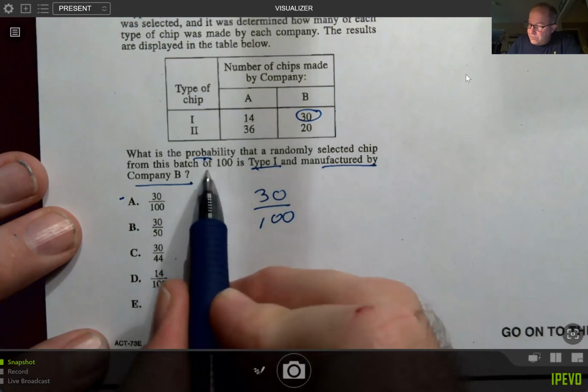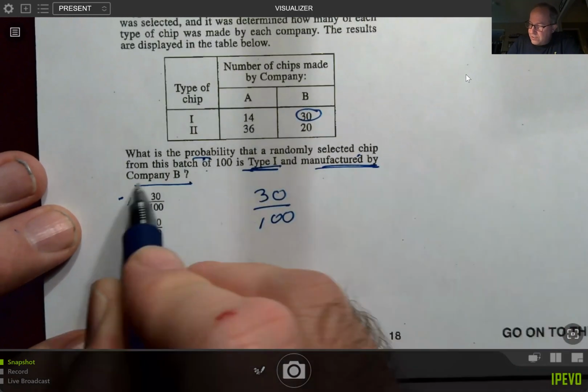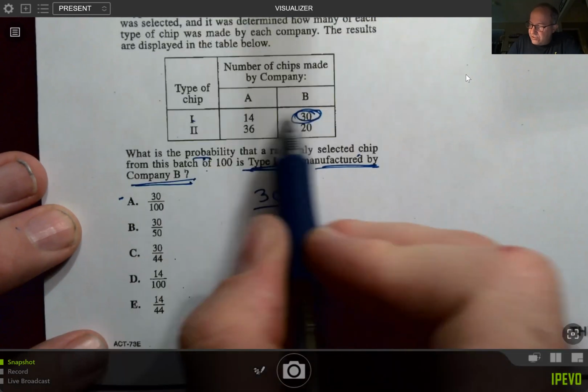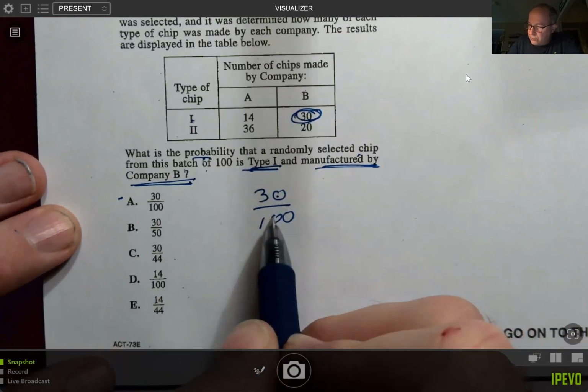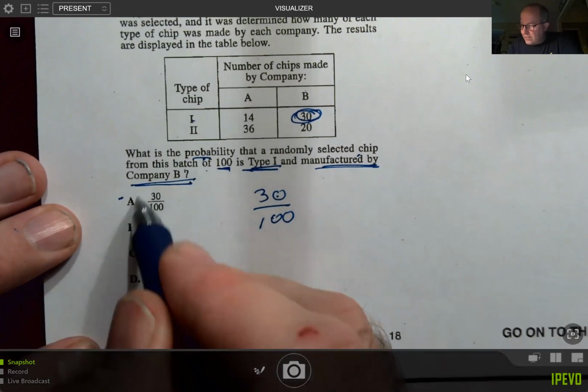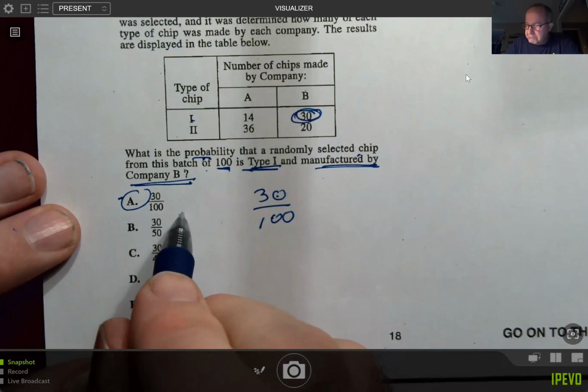Okay, what's the probability the chip selected from a batch of 100 is type 1 and manufactured by company B? Well, I think that's this one, right? Type 1, company B. There's 30 of them. 30 out of how many chips were there total? 100. Wow. My teacher always said I had to reduce fractions. I guess I don't have to. Good.